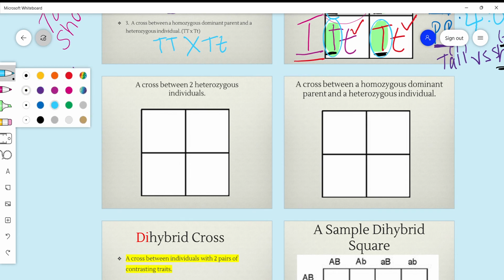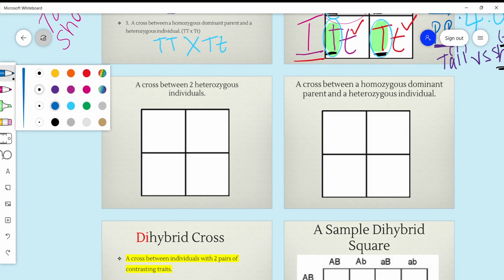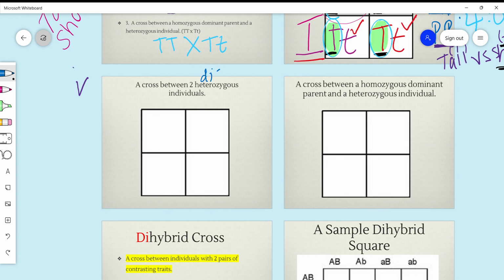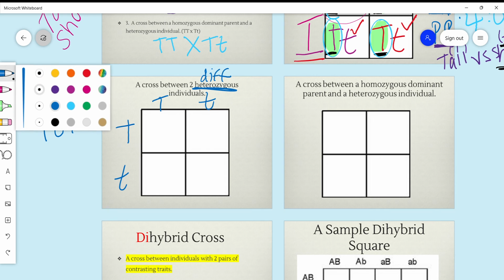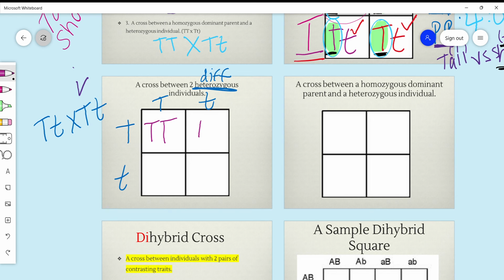A cross between two heterozygous. You already know heterozygous is different. In this case, we would have an uppercase T, lowercase t, times uppercase T, lowercase t, because it's heterozygous. So let's combine our letters. Let's perform it. You can check just in case you already did it. Perfect. So now let's get our genotype ratio and phenotype ratio.